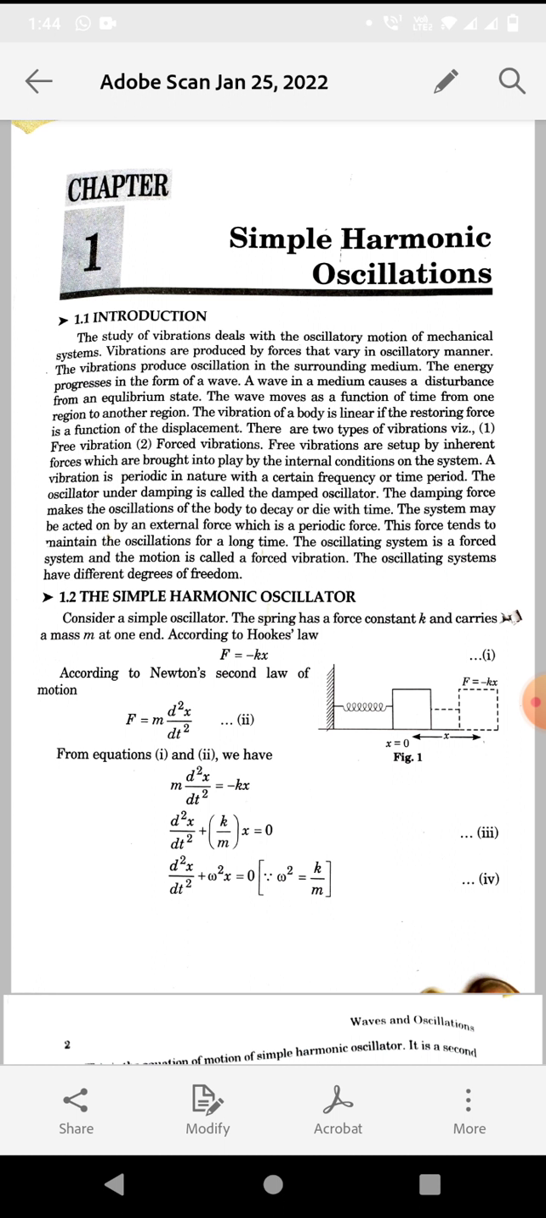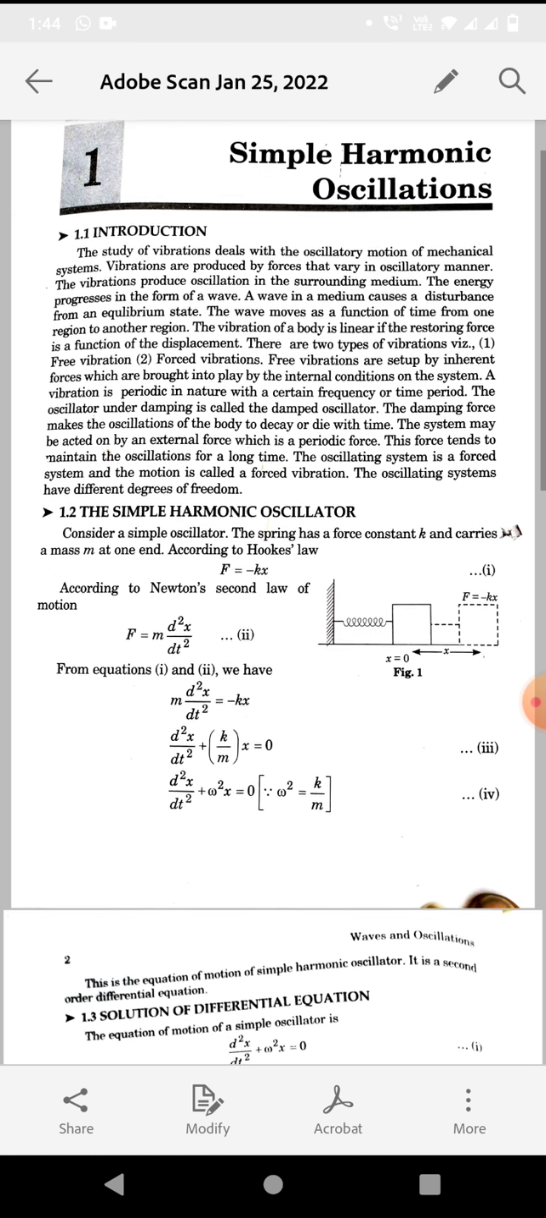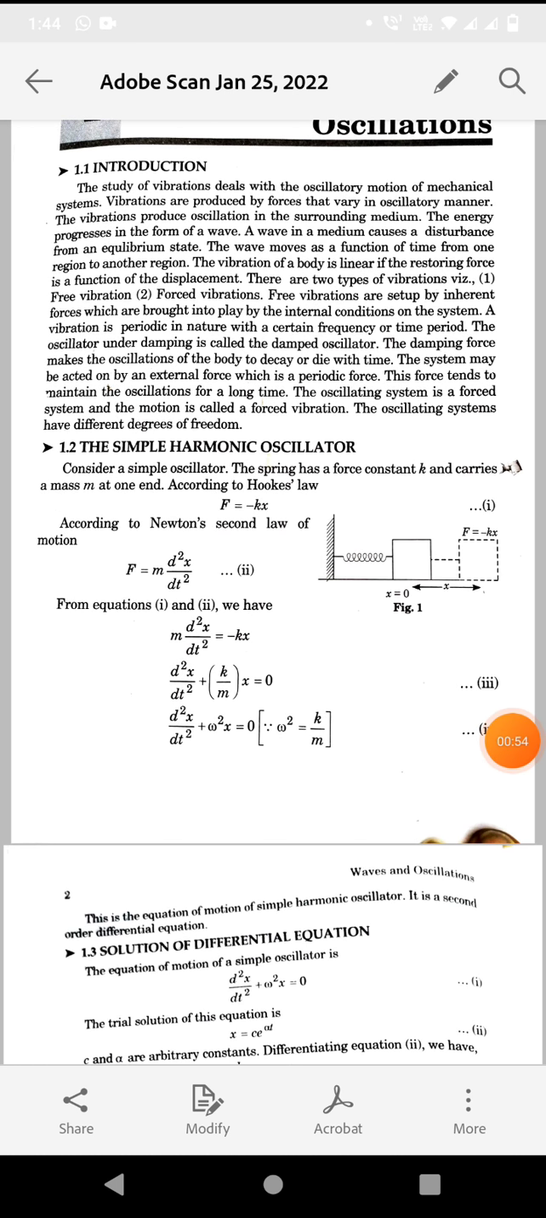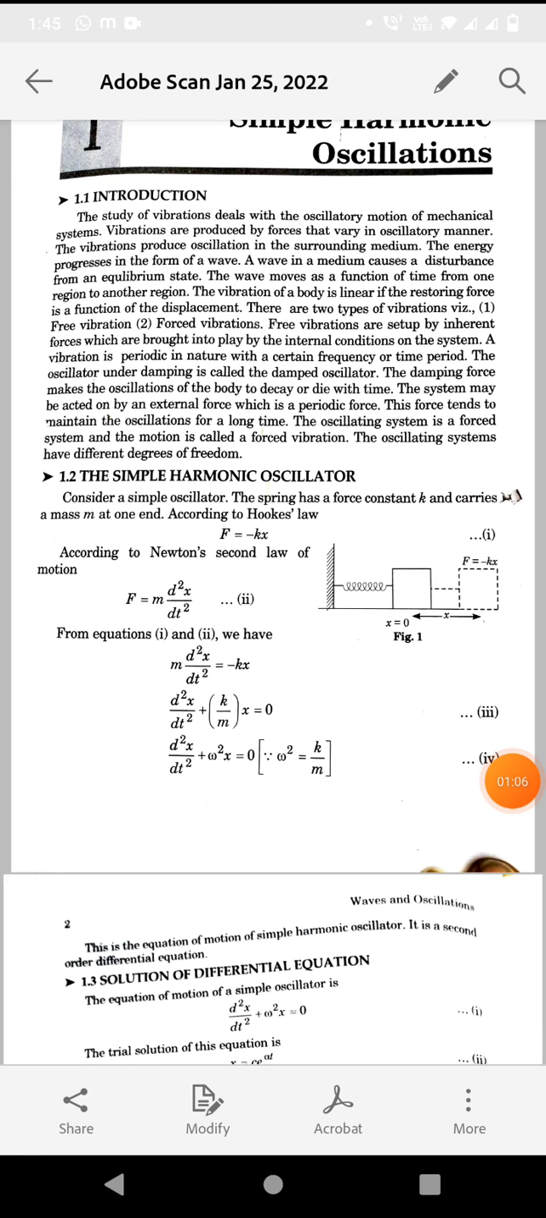Today we try to know about simple harmonic oscillations, or the simple harmonic oscillator. What is simple harmonic motion? What are the characteristics of simple harmonic motion? We studied these in our intermediate level. Already we know the characteristics of simple harmonic motion, which we learned in intermediate level.